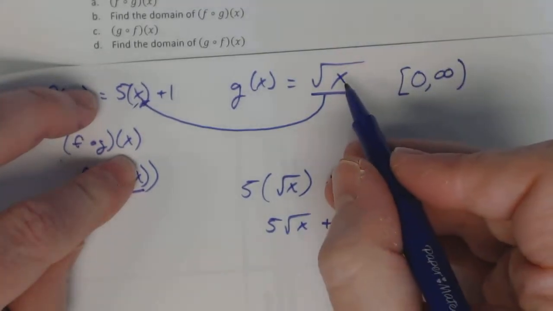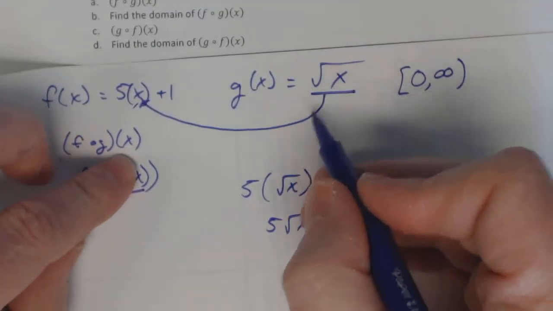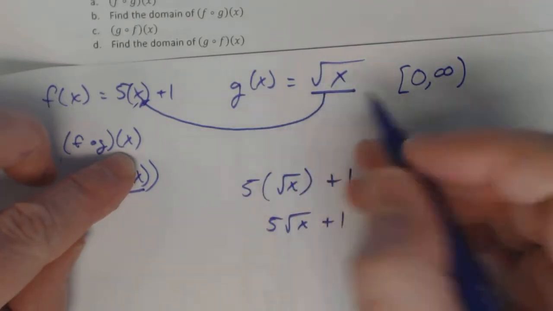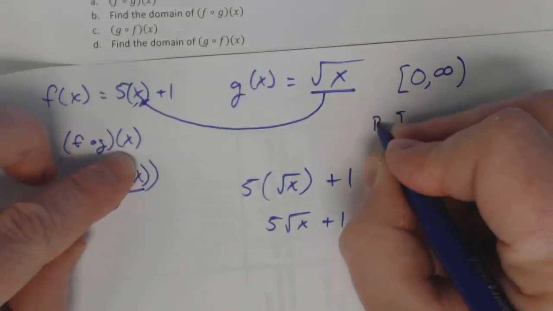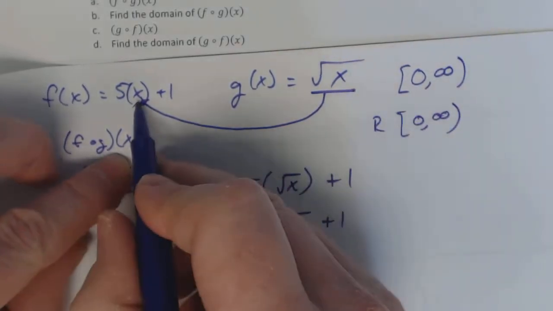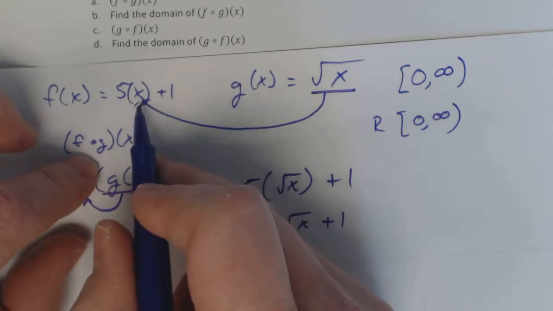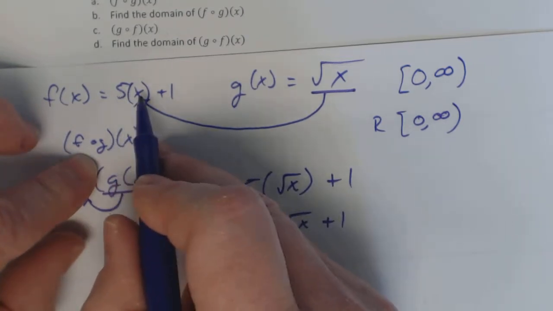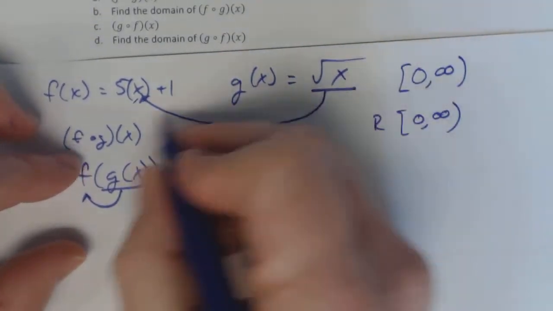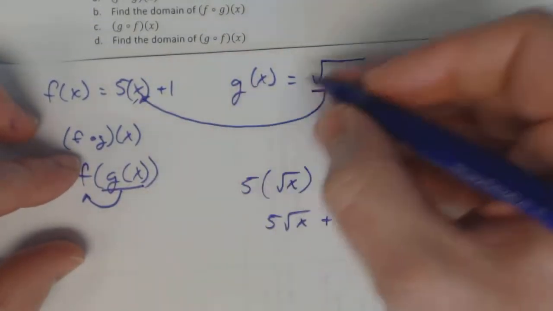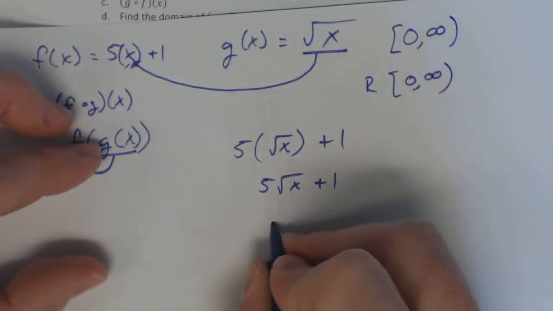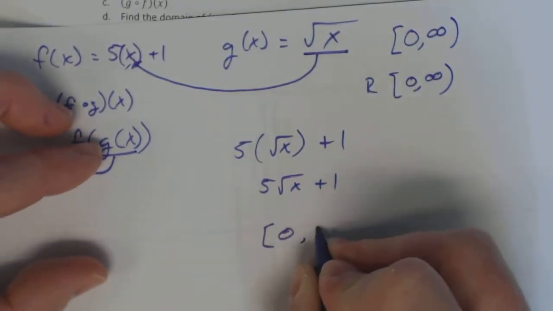The good thing is everything that comes out of g, the range, remember all the outputs, remember what the range of the square root of x is? The output, the range, is 0 to infinity. So the range here gets fed into function f. Function f can handle it. 5 times any value plus 1, you can get an answer. So your domain of this composite function is basically limited to the domain of this function, which is 0 to infinity. So your domain here is 0 to infinity.